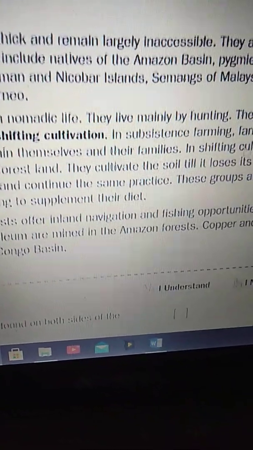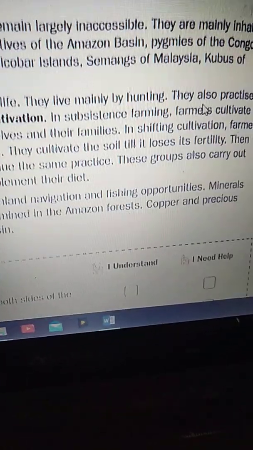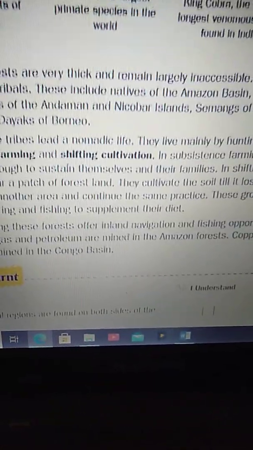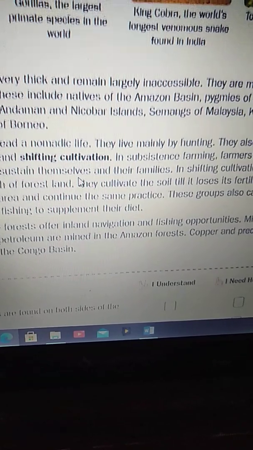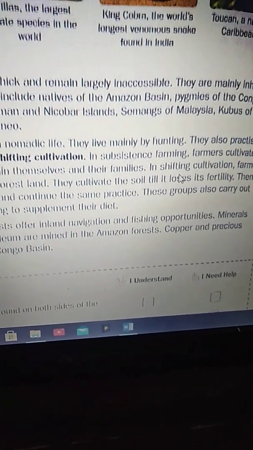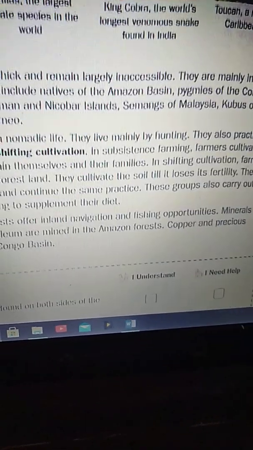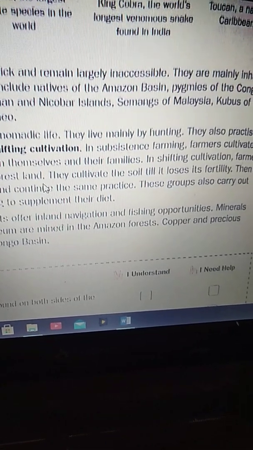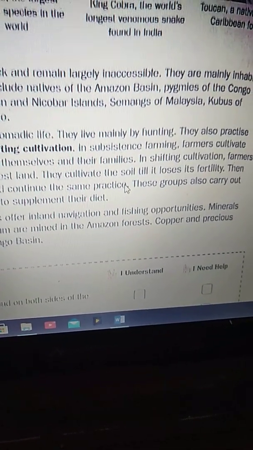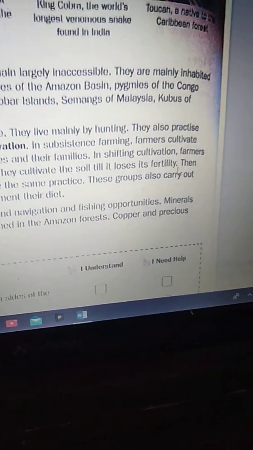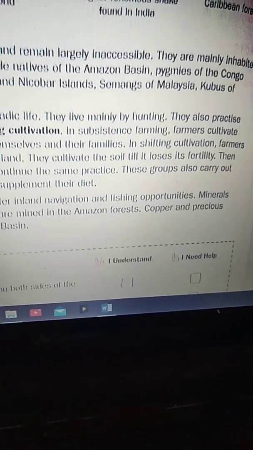In subsistence farming, farmers cultivate just about enough to sustain themselves and their families. In shifting cultivation, farmers burn and clear a patch of forest land. They cultivate the soil till it loses its fertility. Then they shift to another area and continue the same practice.